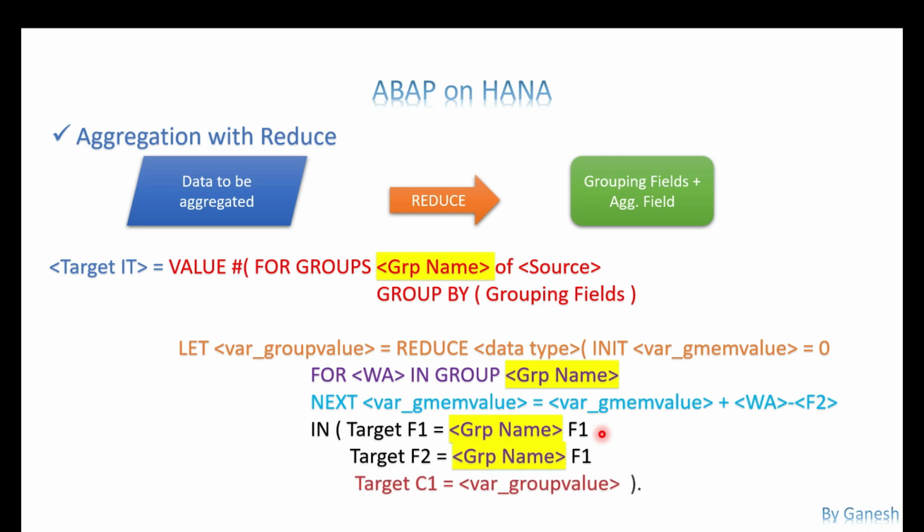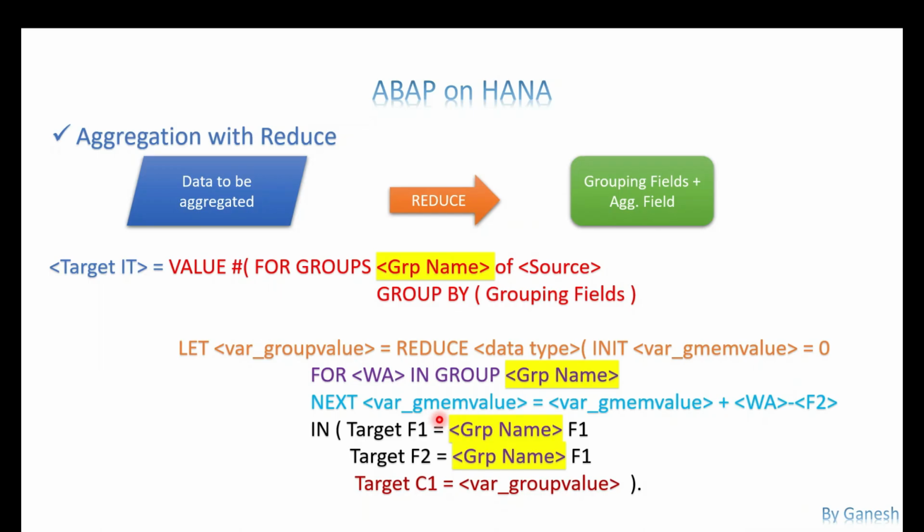Okay, same thing for more than one. And finally, I want to add the consolidated value. That consolidated value is currently available in this variable at group level. So that needs to be added here, the same variable used here as well. Okay, so this is the entire syntax for reduce, but this can be simplified.